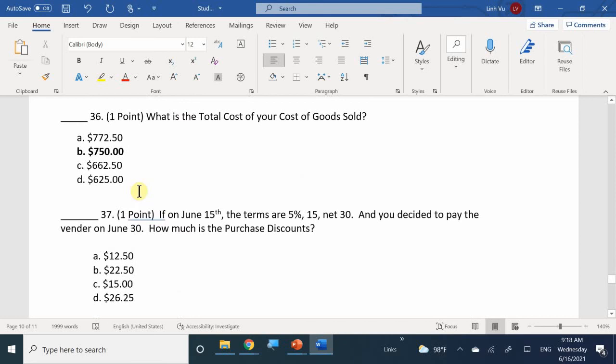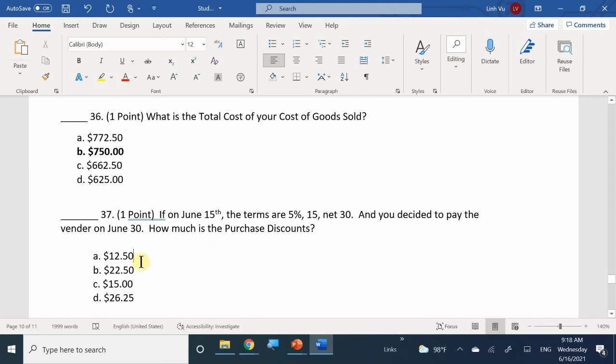So now that we answered this question, question number 37. On June 15, if terms are 5% 15 net 30, and you decide to pay the vendor on June 30th, how much is the purchase discount? I got 2250. Say it again? 2250. All right, how did you figure this number out?